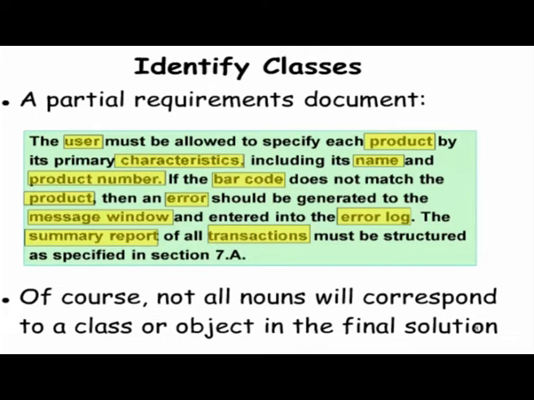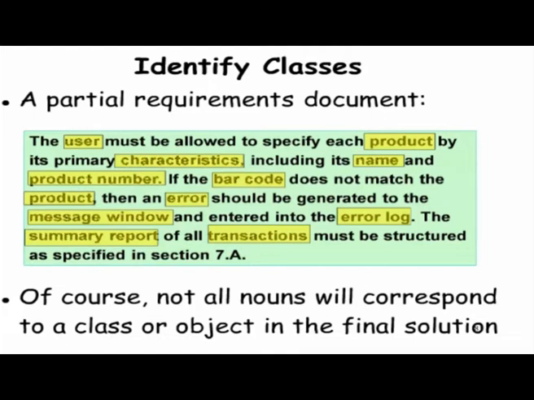So let's read through. The user is a noun, must be allowed to specify each product, a noun, by its primary characteristics, including its name, product number. If the barcode, which is a noun, does not match the product, then an error should be generated to the message window and entered into the error log. The summary report of all transactions must be structured as specified in section 7a. So section 7a is also a noun and not highlighted here. We could have also highlighted it here.